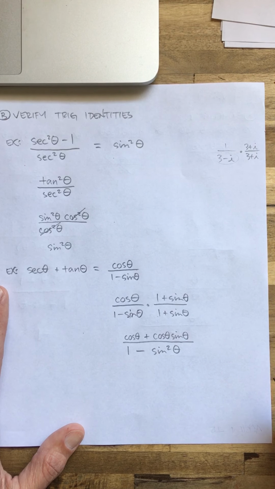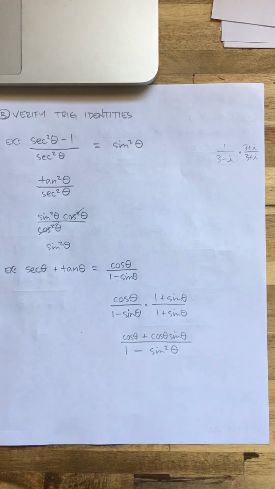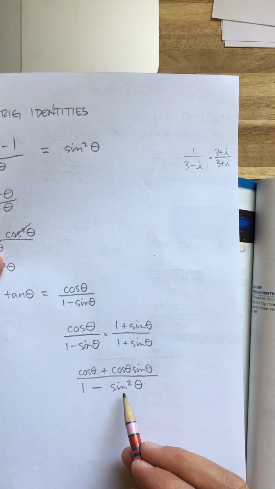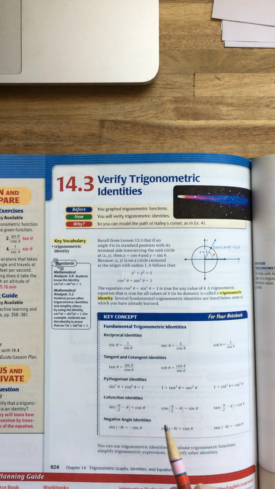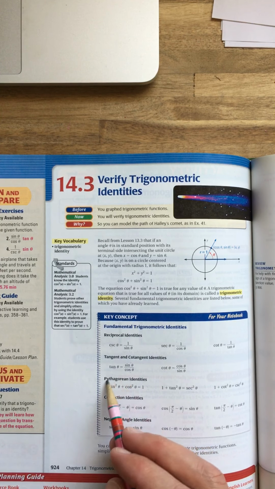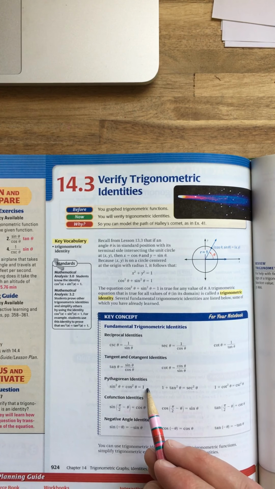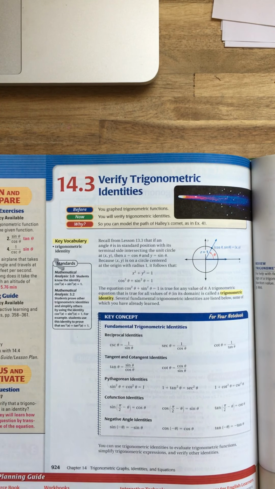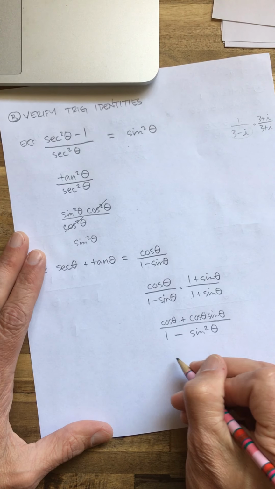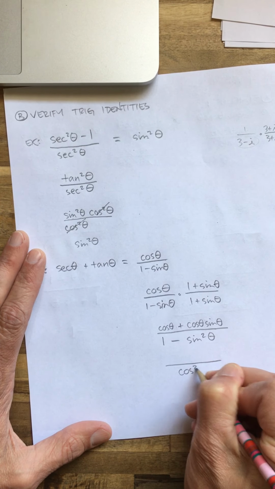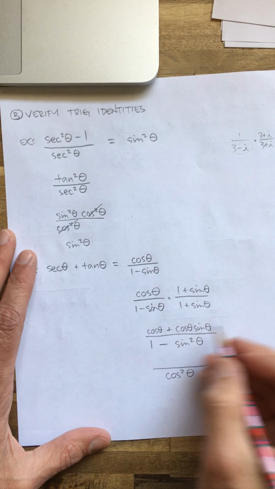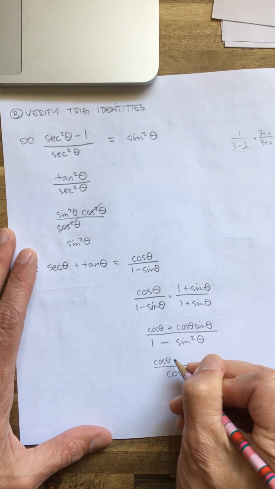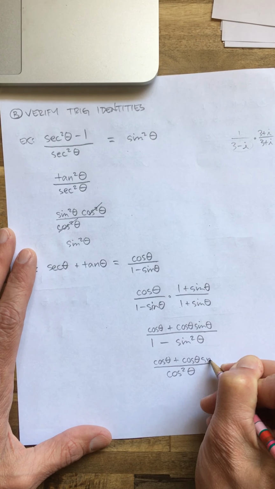Now let's look at our identities. Look what we have: 1 minus the sine squared theta. Look at this one right here. If I subtract the sine squared theta off to the other side, I have 1 minus sine squared theta. What's it equal? Cosine squared theta. Okay, so making some progress. So the denominator is equal to cosine squared theta, which is awesome because look at my numerator. It's got all kinds of cosines in it: cosine theta plus cosine theta sine theta.